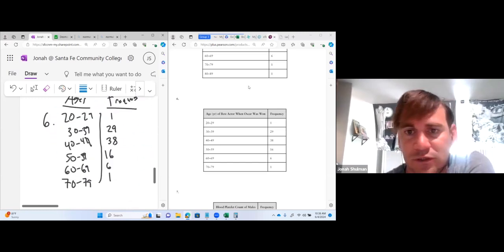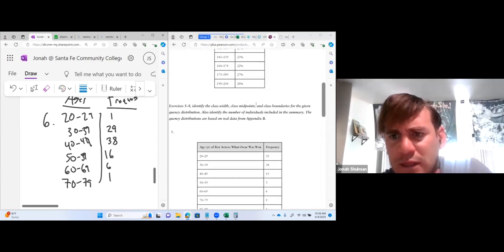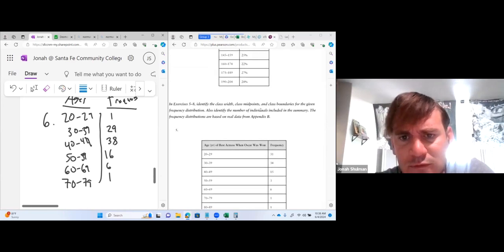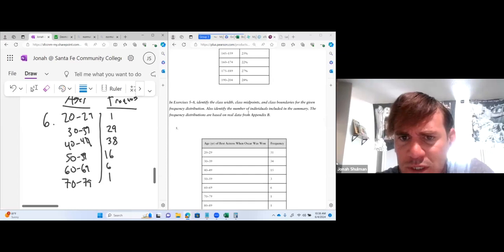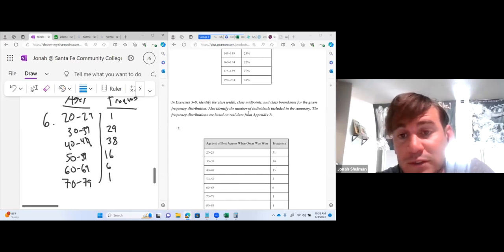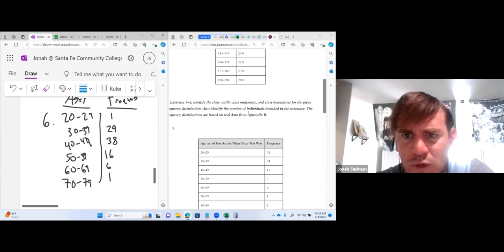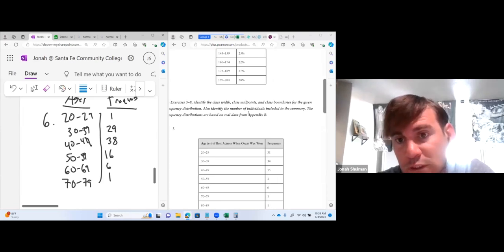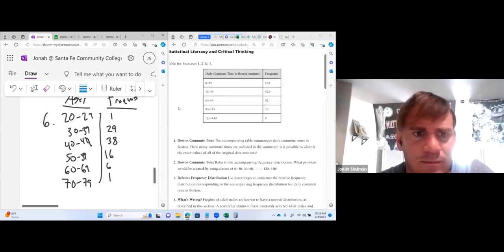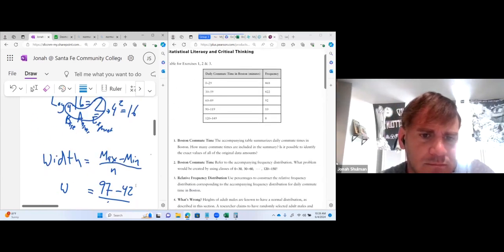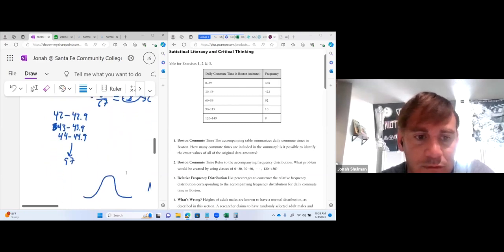So let's see what the questions are for this. Identify the class width, the class midpoints, and the class boundaries for the given frequency distribution. Also identify the number of individuals in the summary. It's real data from Appendix B. Okay, so we have to find the class width. Well, they did it for us. Isn't that sweet? The class width is just the max minus the min divided by n. But they did it for us.